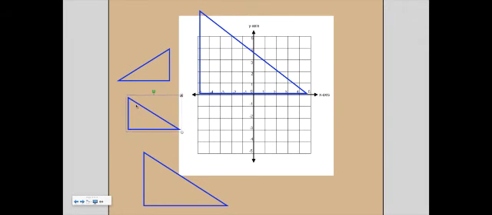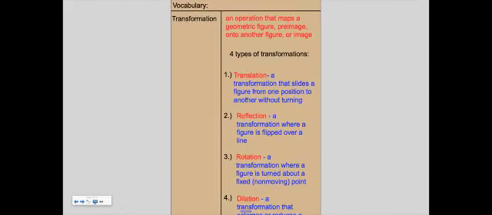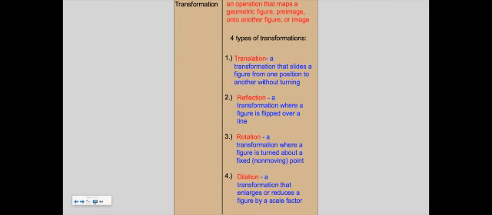Okay, so those are the 4 types of transformations. I'll show you guys again in case you did not get those written down. Make sure that you pause the video and get these different vocabulary words written down.